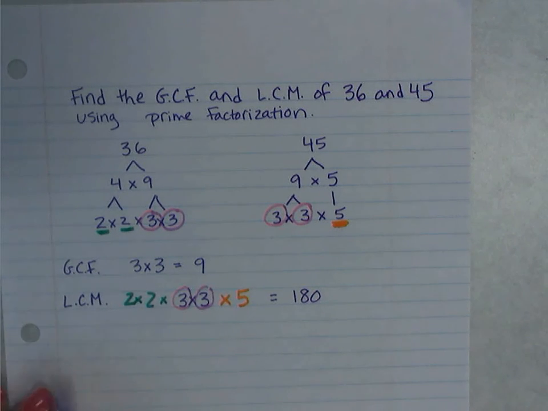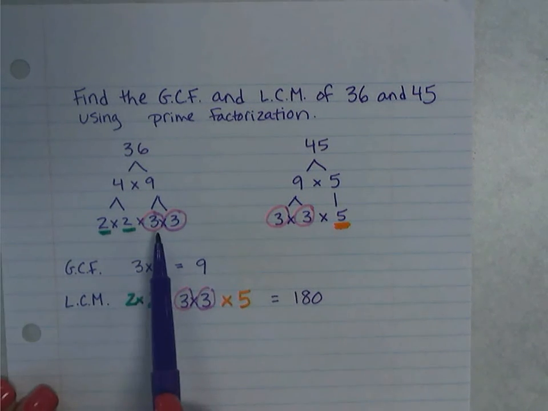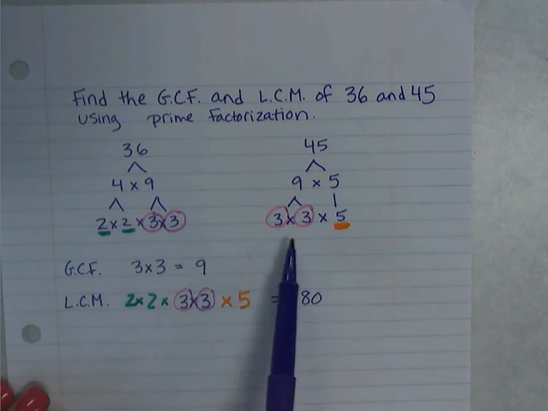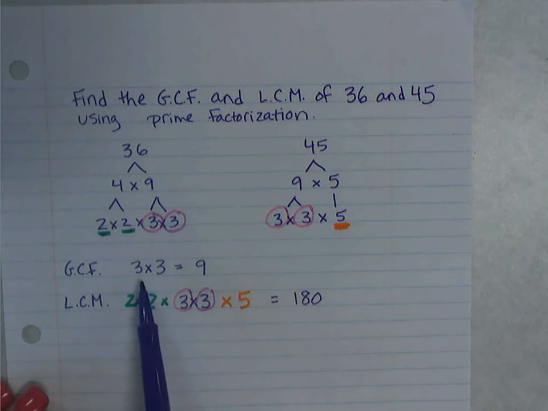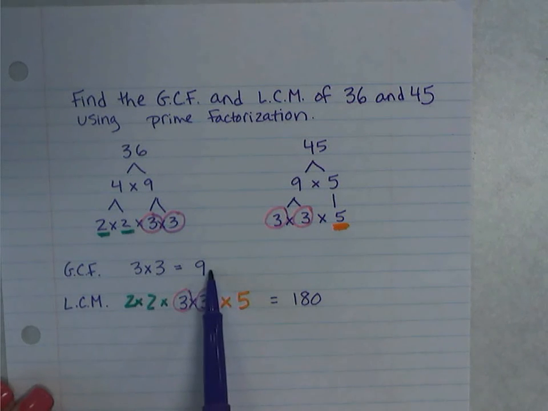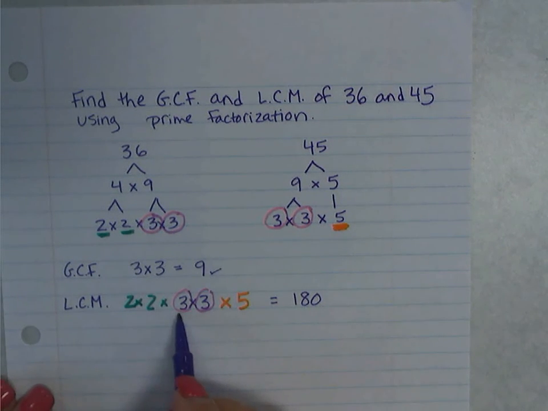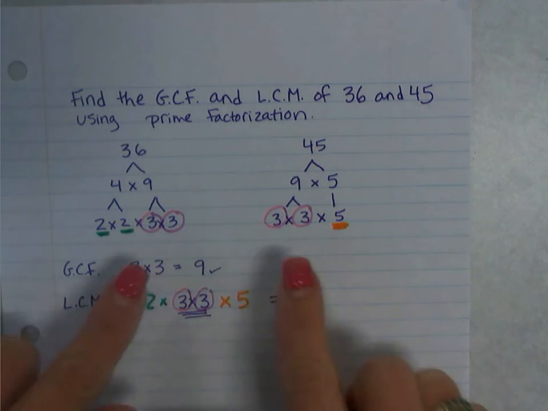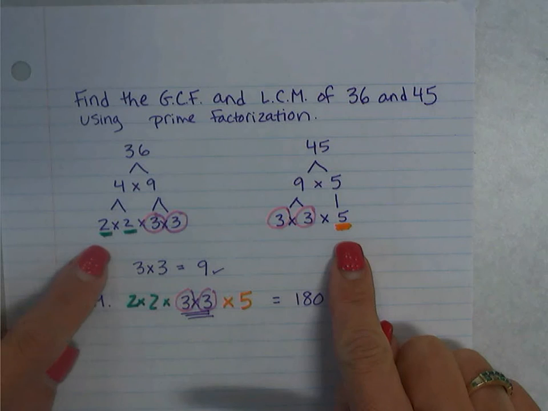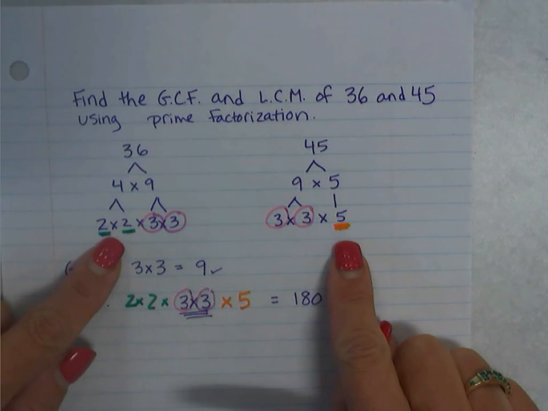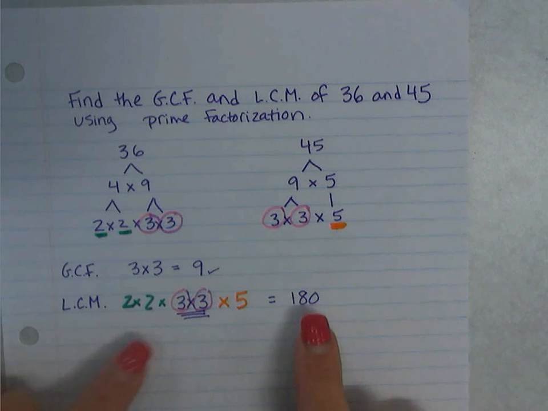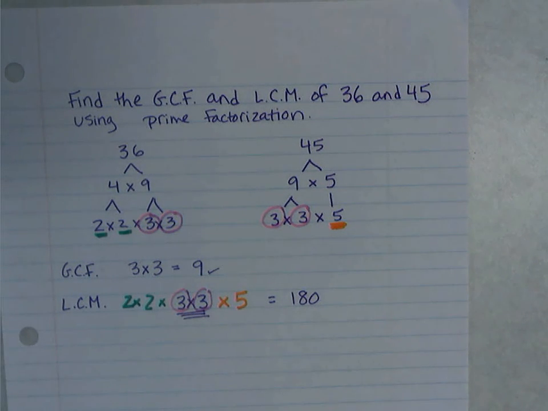So the first step is finding prime factorizations of both numbers, and then looking at the factors that they have in common from that prime factorization, multiplying those together to get the greatest common factor. And then the least common multiple is that greatest common factor times the leftovers here that we haven't used yet. 2 times 2 comes down here, and the 5 comes over here to get a least common multiple of 180.